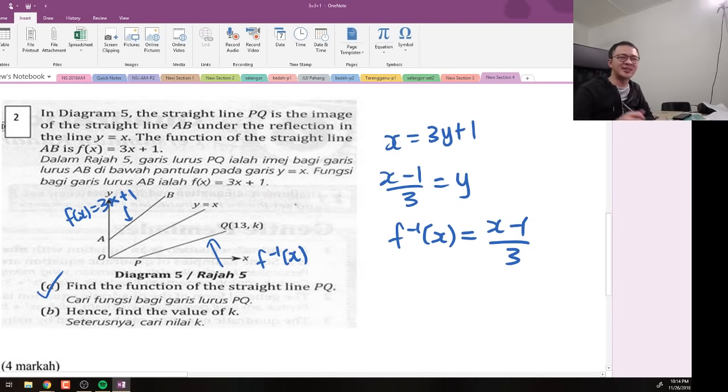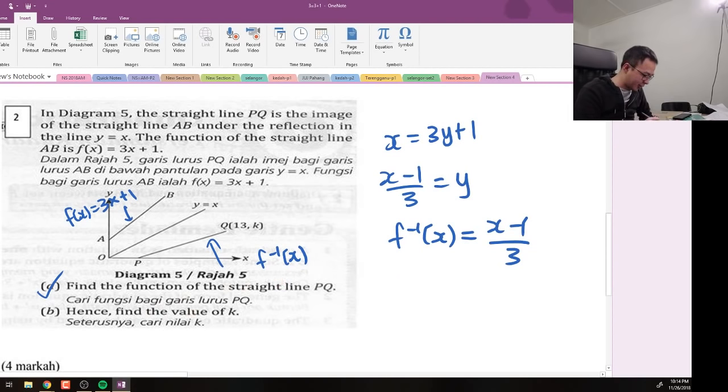So this one is basically just knowledge. You need to understand that whenever a line is reflected on the line y equals x, you get f inverse. Why is it f inverse? Because any line reflected on the line y equals x will give you back f inverse. Even if you have an e curve or a log curve or whatsoever, whatever line is reflected on the line y equals x, you will get f inverse. So this is your function for the straight line PQ. Or you can call it g(x) or whatever. You can use any name you like.